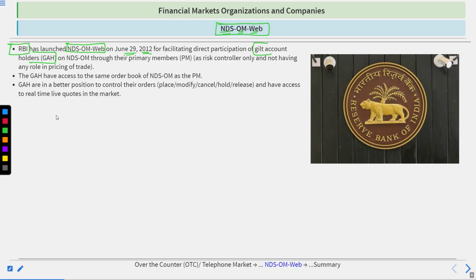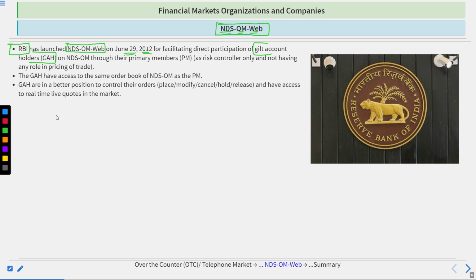Now remember, T-bills, government securities, GSEC, gilts. These four names denote a similar thing, that is the government bonds and the government securities. We could pronounce them by different names, but the product will be the same: a government security. Basically, the gilt account holders are those who are holding the government security, whether they want to buy more or want to sell them.